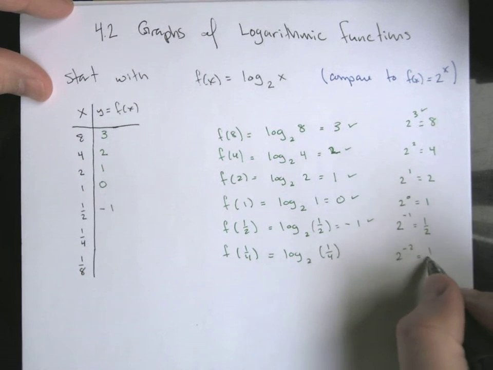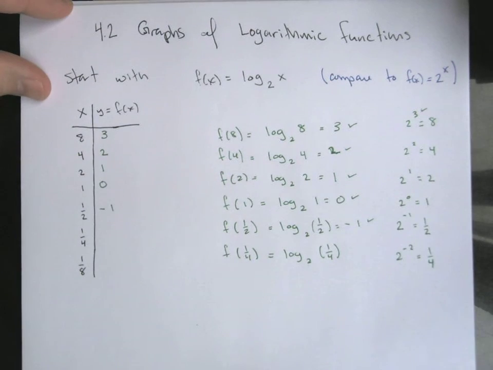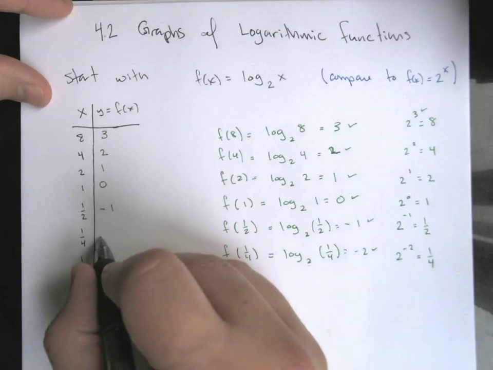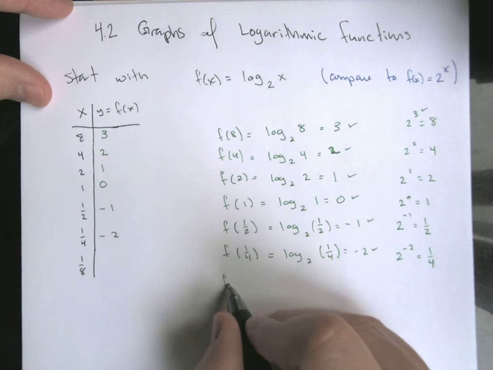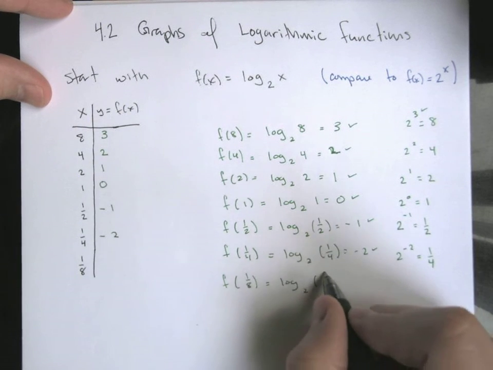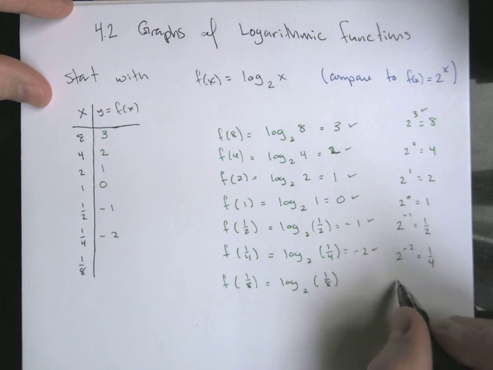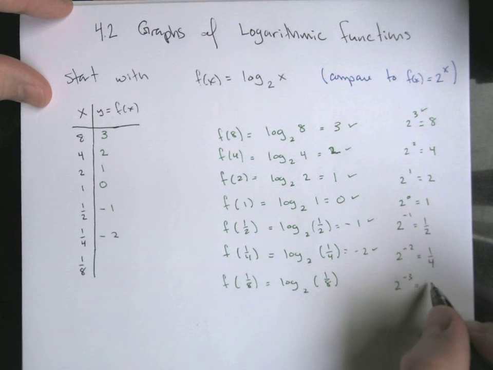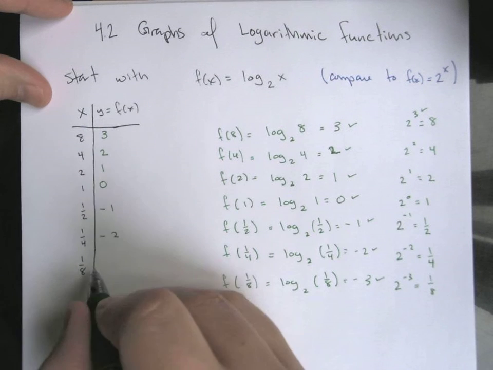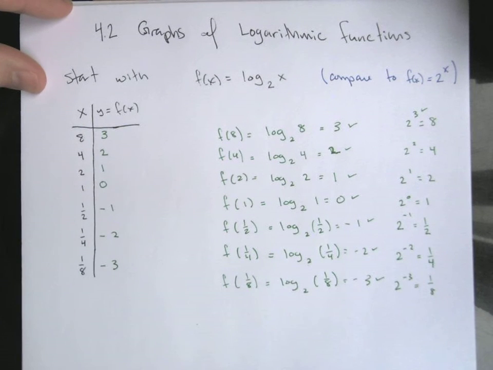2 raised to the -2 is 1/4, right? So flipping it and squaring it. So that's going to be -2, and then our last version we expect will be -3. This should check out, right? How do I get from 2 to 1/8? I have to flip it and cube it. So -3. So this is the kind of table that I get.